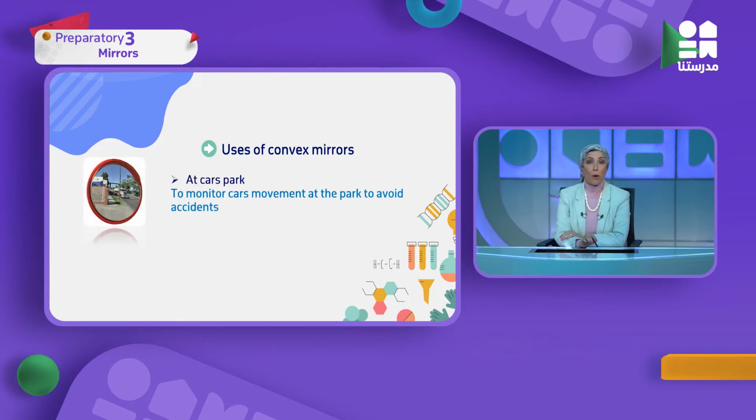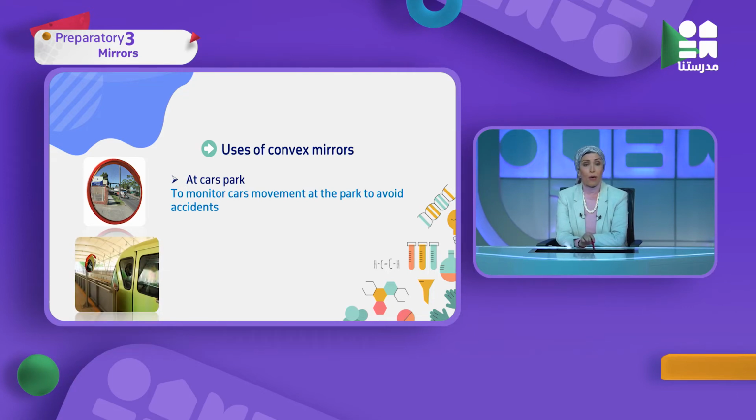Also in the car parks, in all the car parks, we can see the mirrors. Why? So the cars entering or exiting the car park have no accident. To monitor the car's movement at the park to avoid accidents.